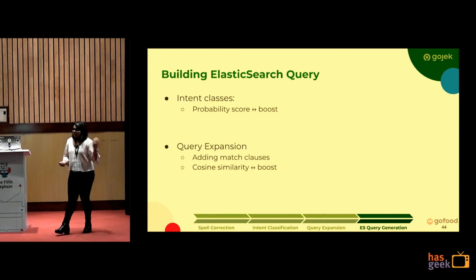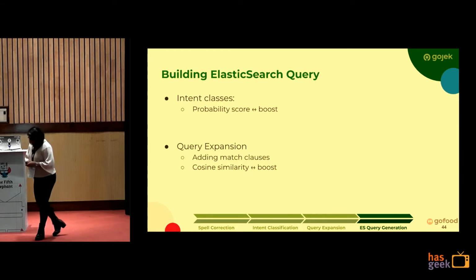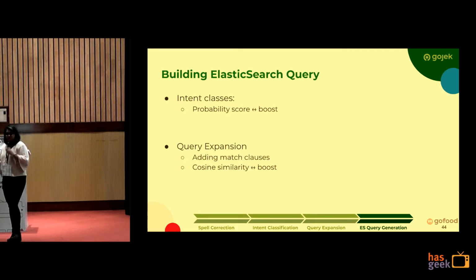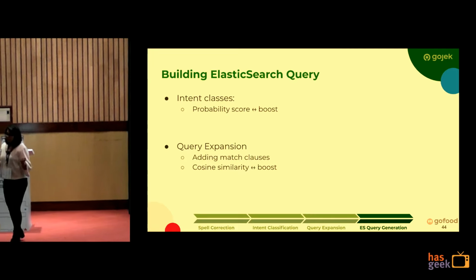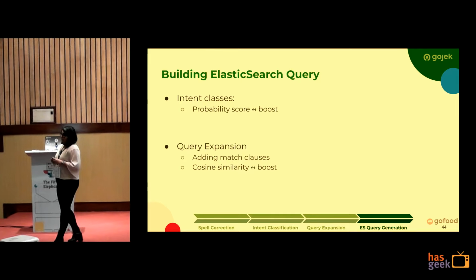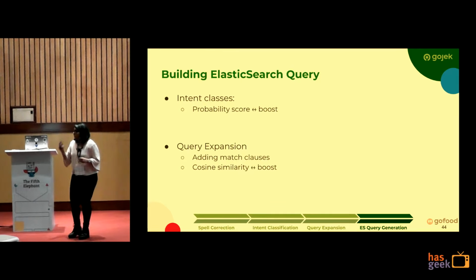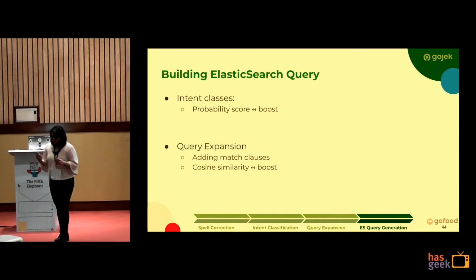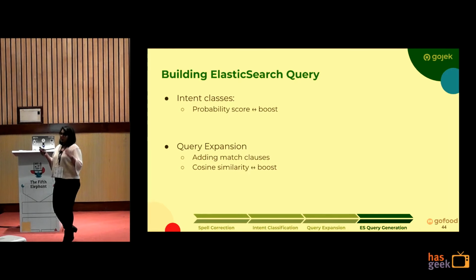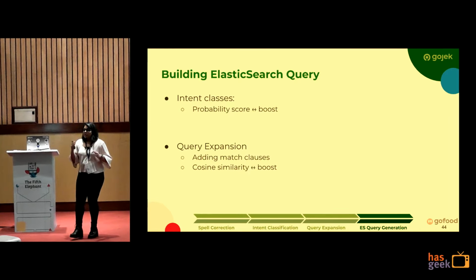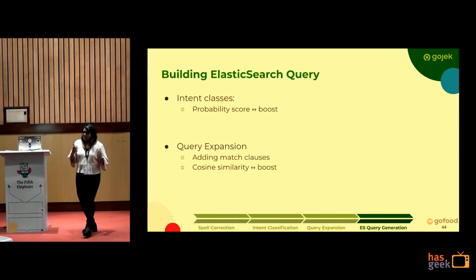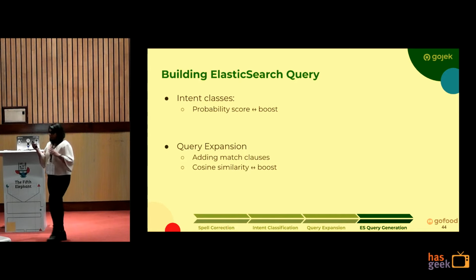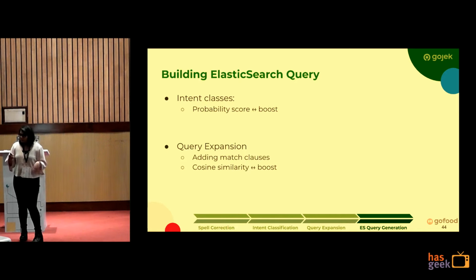Now let's look at how the output of the query expansion is taken into account. We have all the expansion terms from query expansion based on whatever was most similar to the search query. We add these as additional match clauses for the restaurant name and the dish names in the restaurant. And the boost for these is a function of the corresponding cosine similarities between the expansion terms and the search query.